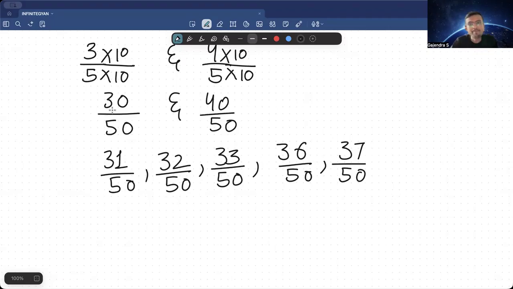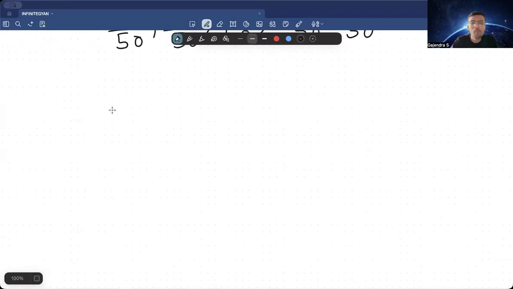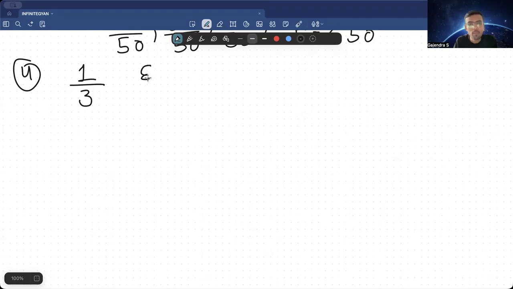Then I have a question: what if the numbers were like this? Fourth one: if it were 1/3 and 1/2, and you have to find five decimal numbers between them. Then what will you do?